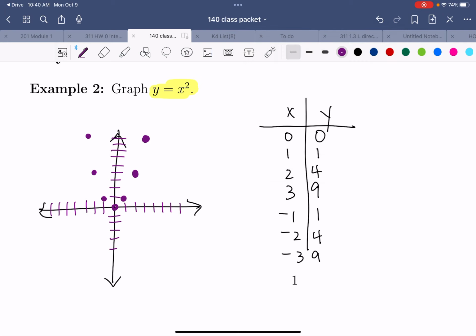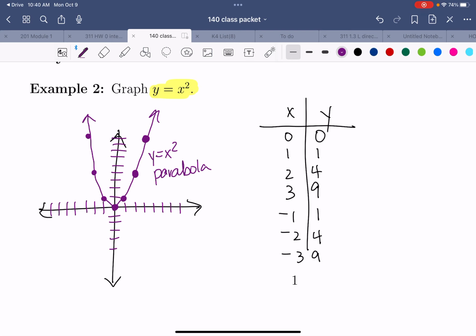And now you can kind of notice that this seems to have some symmetry. It seems to be balanced on each side. And we end up with a shape that looks like this. Right? This is y equals x squared. This is a parabola. It kind of has almost a U shape, but it's a little pointed at the bottom.